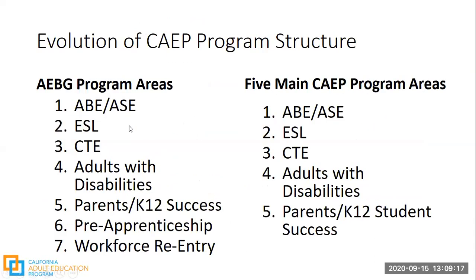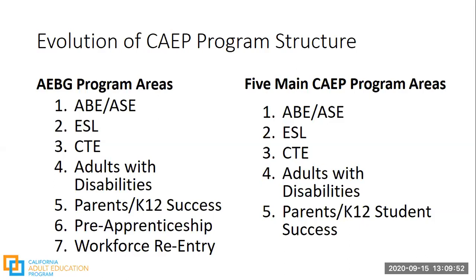Okay, so getting into the meat of the presentation, we're starting with the CAEP program structure. So here's kind of what I mean, dusting off some of those things we talked about a lot 3 or 4 years ago. We started those ABG accountability trainings in 2017. A big part of it was talking about what were then the 7 ABG program areas. You can see them listed. They're the 5 we have now. It also included pre-apprenticeship and workforce reentry.